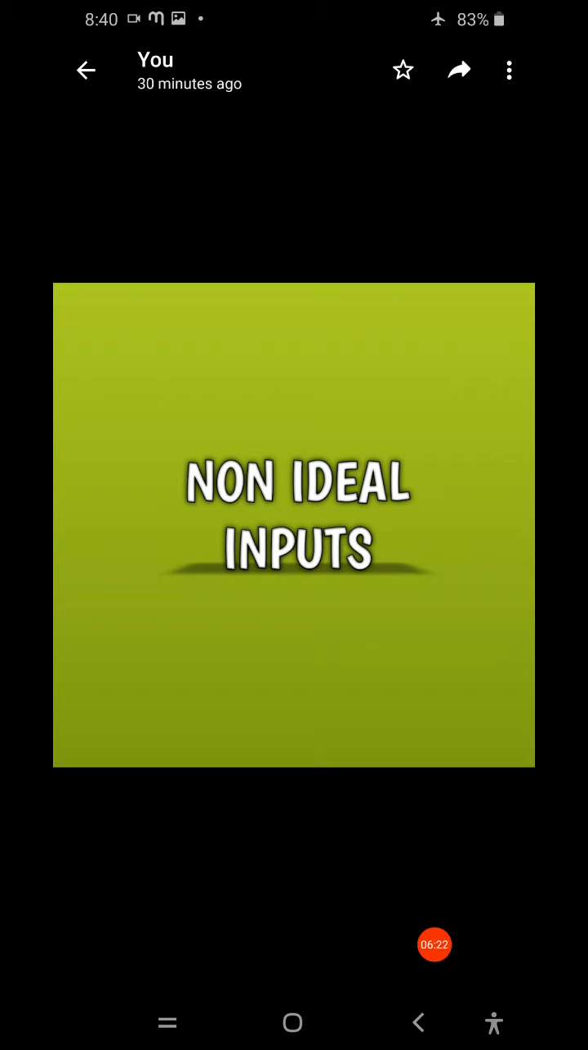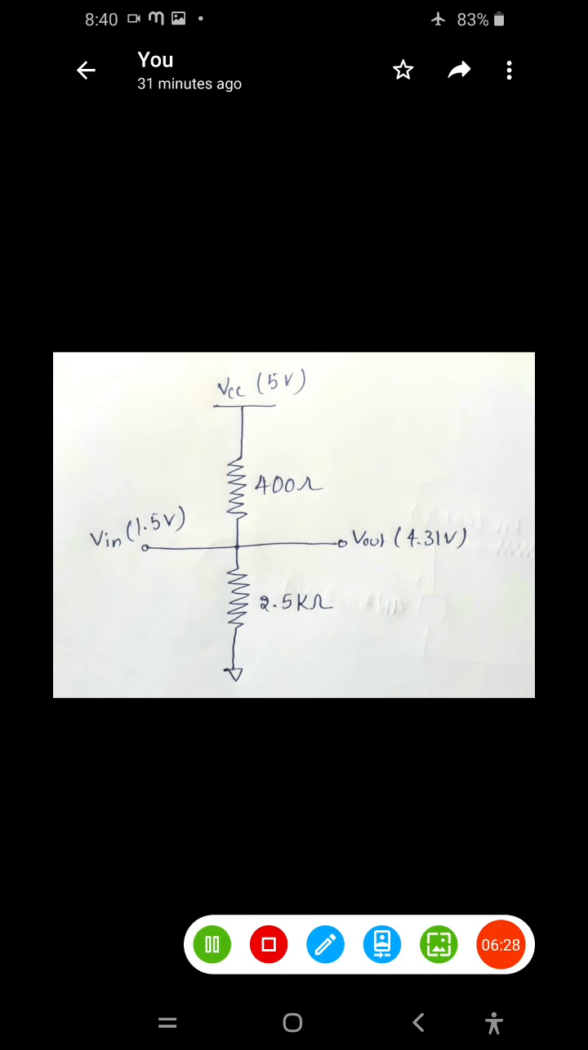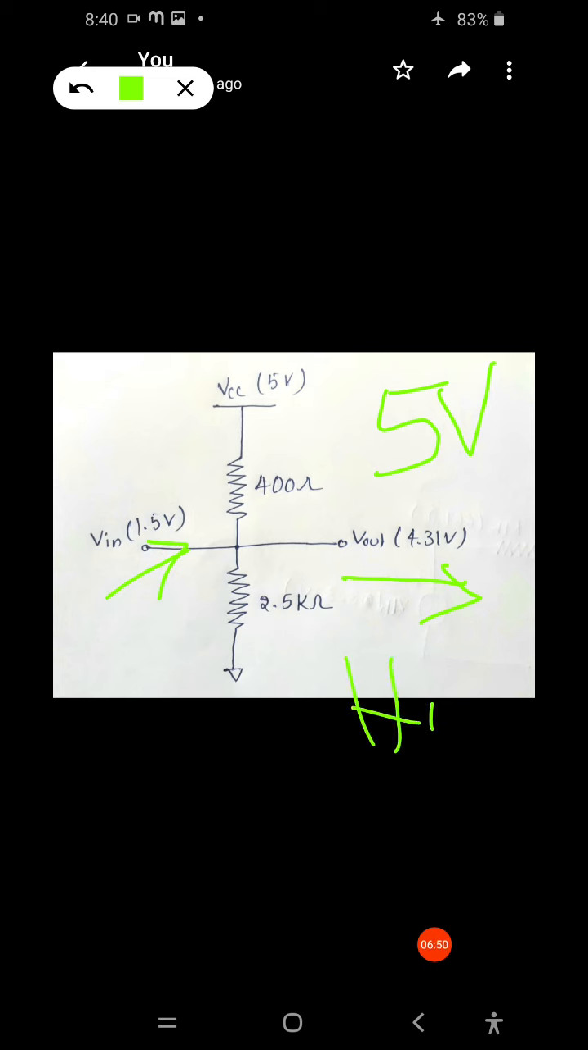If you see this figure, this is the figure for a CMOS inverter with non-ideal inputs. Here we have applied 1.5 volts, but we got the output as 4.31 volts. Ideally, it should be 5 volts, but we didn't get 5 volts here. We get 4.31 volts, and it is the high value.